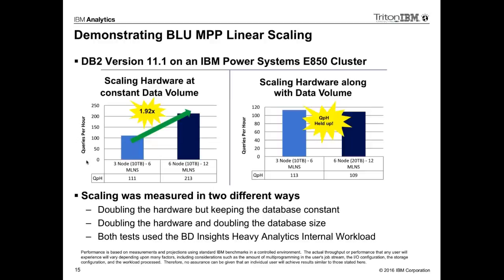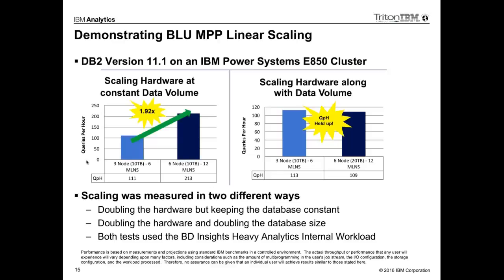The chart on the left is basically a 3-node system that went to a 6-node system, same amount of data, but you get almost twice the throughput. So as a customer, if I need faster response time, more throughput, or more users, all I need to do is increase my hardware and I get fairly linear scaling. In this example, we've got almost 2 times scaling.